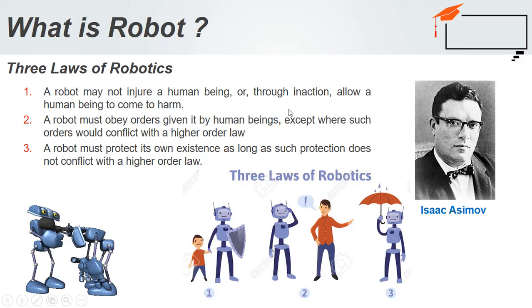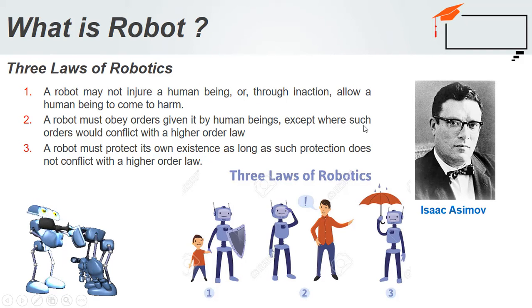That action should not harm the human being, but the robot can allow the human being to come to harm. So you can harm the robot, but the robot could not harm you. So this is the first law. And the second law: a robot must obey the order given to it by the human being, but it should not conflict with the first law. That means a human may give a command to the robot to harm another human, so it should not obey that kind of command. So that is the second law.